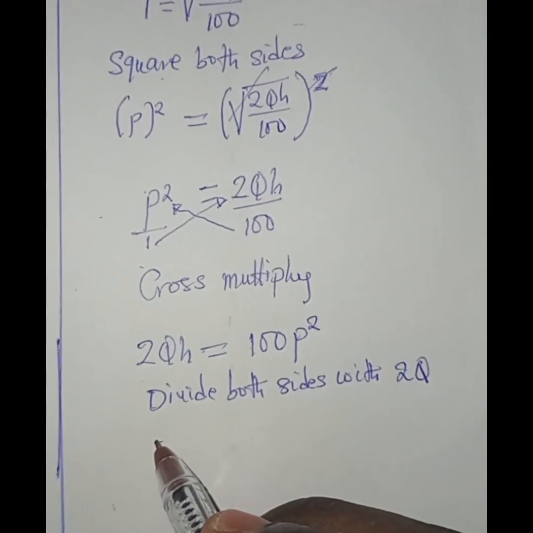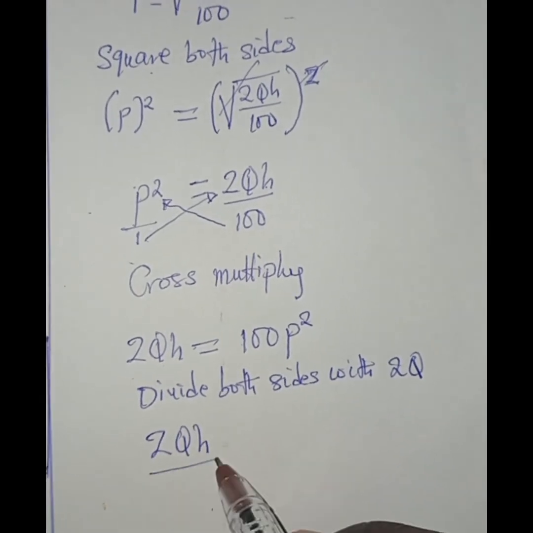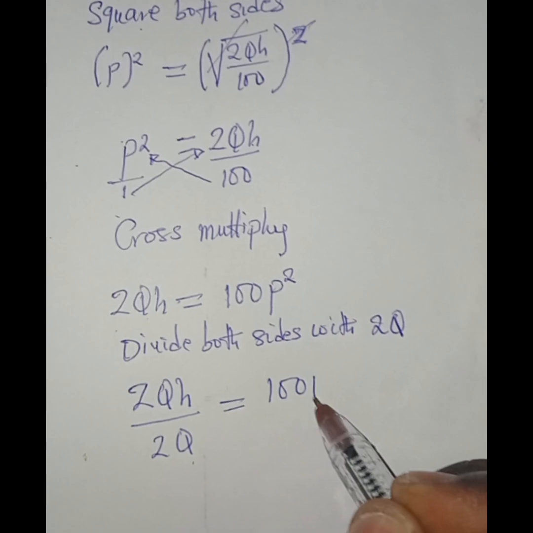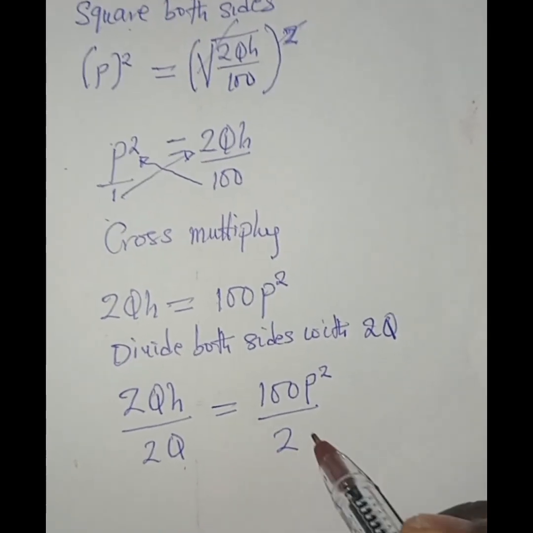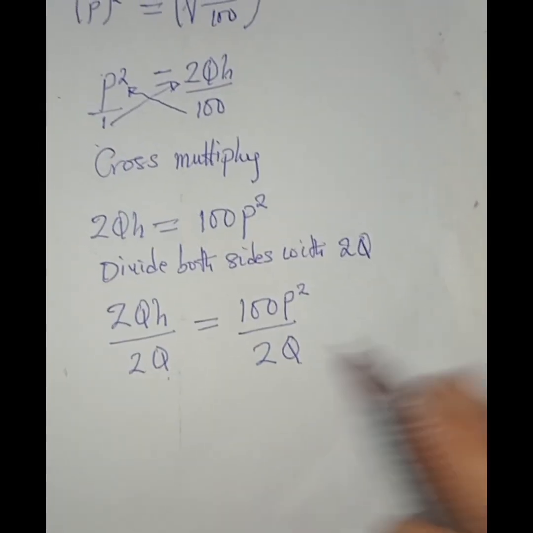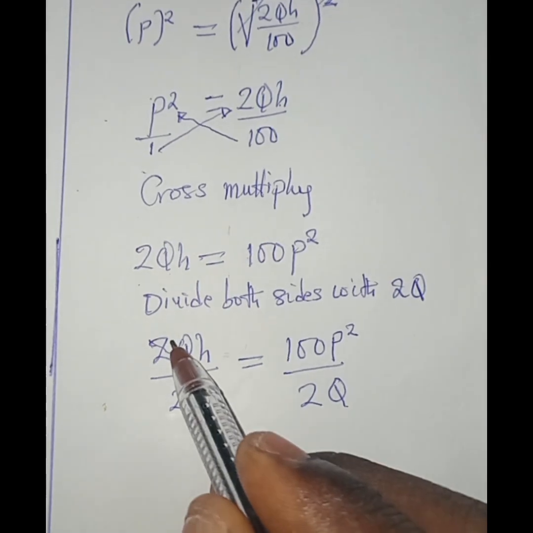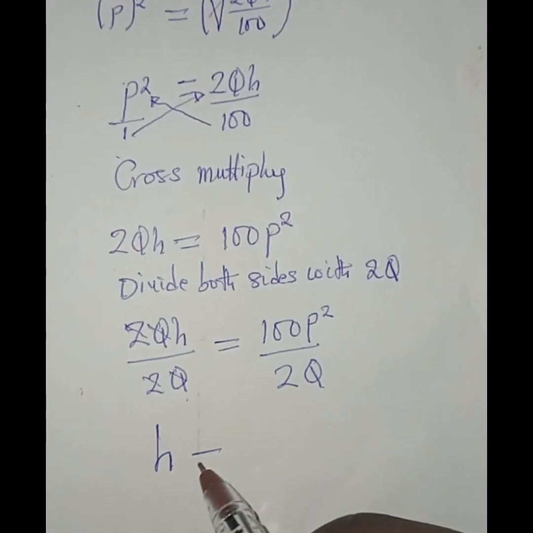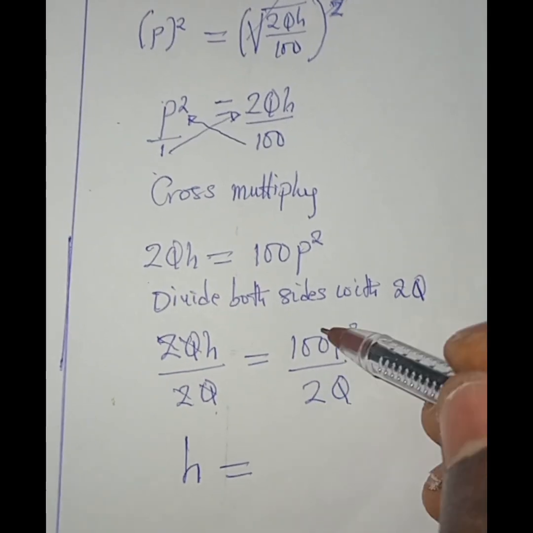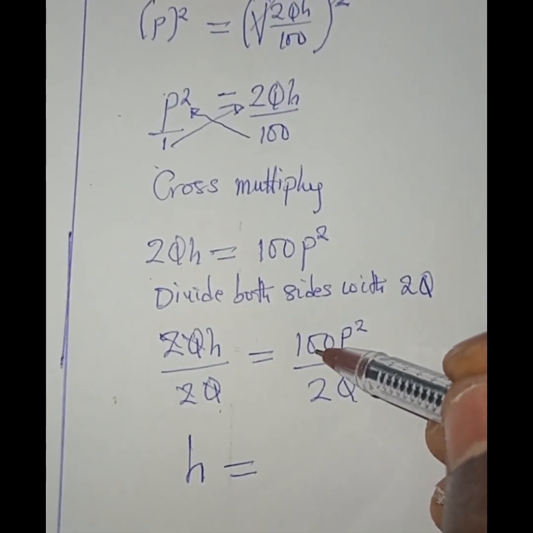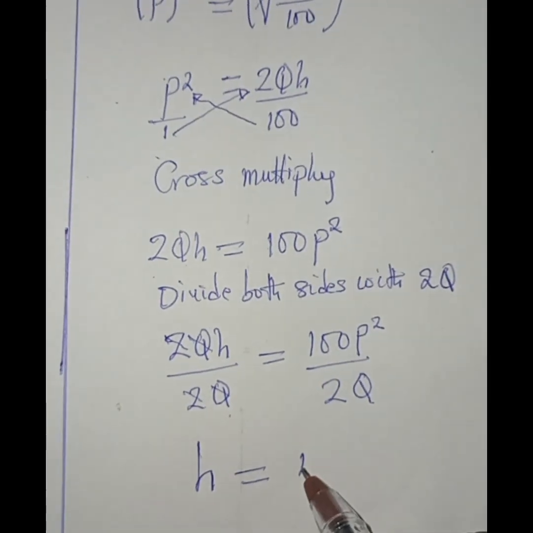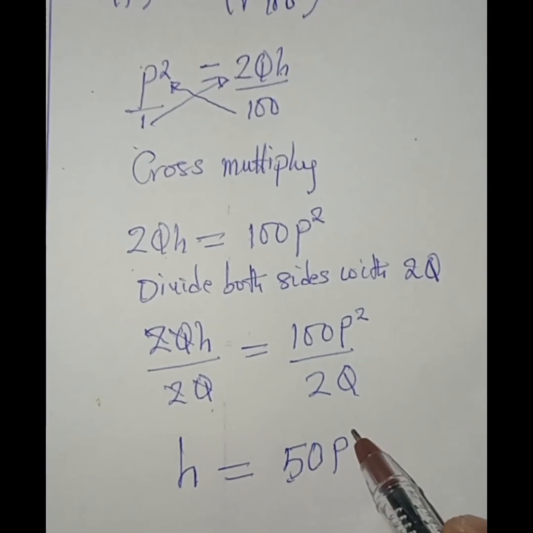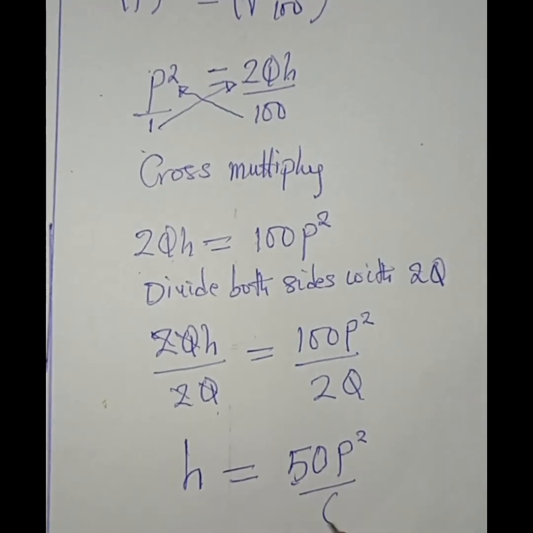So 2qh all over 2q equal to 100p square all over 2q. Are you getting it now? So 2q, 2q we cancel. So on this side, h will stand alone. On this side, 2 goes into 100, then becomes 50, so 50p square all over q.